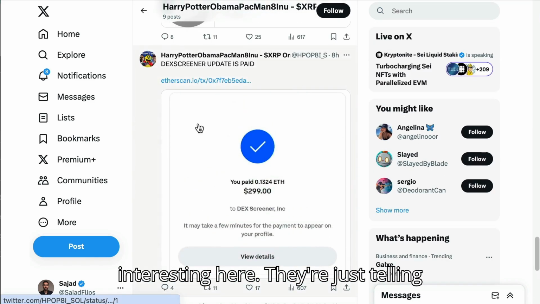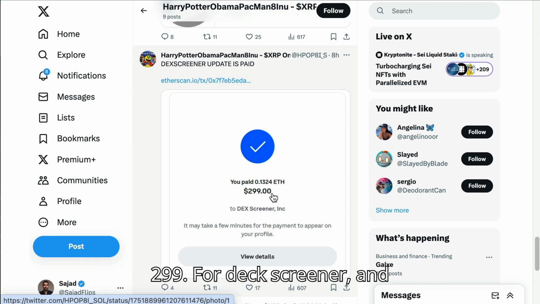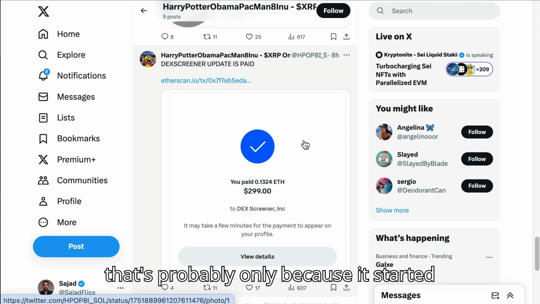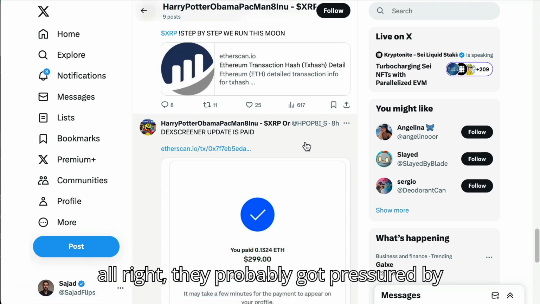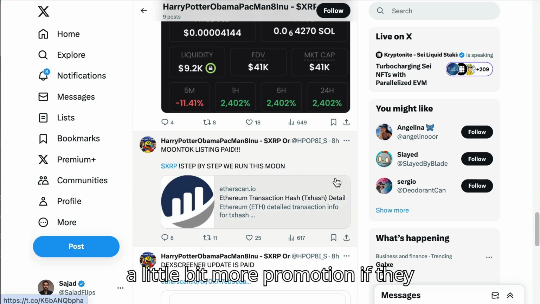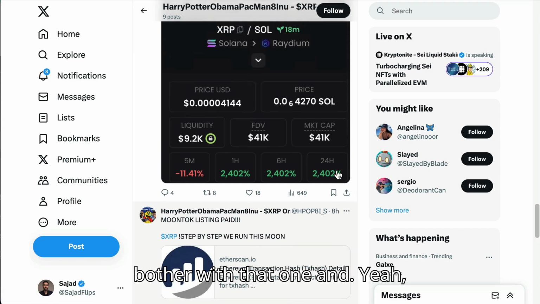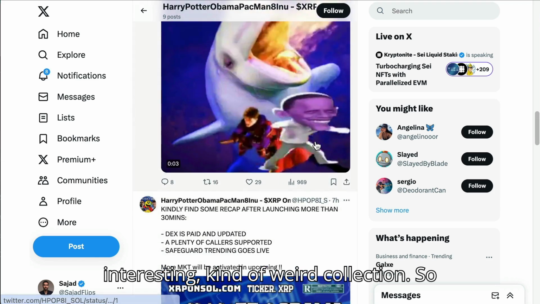Nothing interesting. Here they're just telling you they bothered to pay the $2.99 for Dex Screener. And that's probably only because they started pumping a little bit and they probably got pressured by the community to actually bother and do that. Moontalk listing paid. Again, that's just a listing site where they get a little bit more promotion if they bother with that one. And yeah, that's kind of it. So nothing really interesting, kind of weird collection.